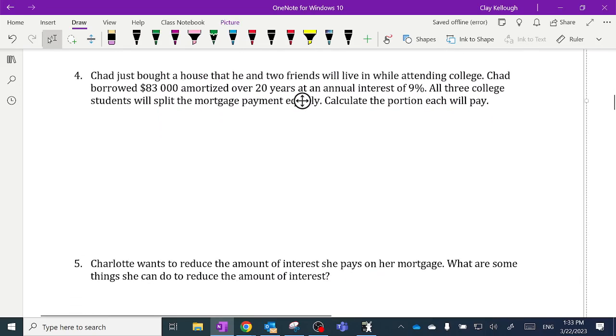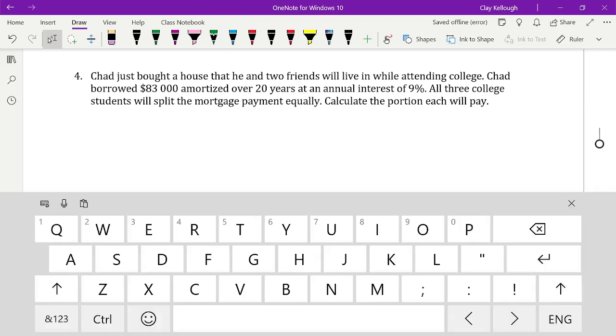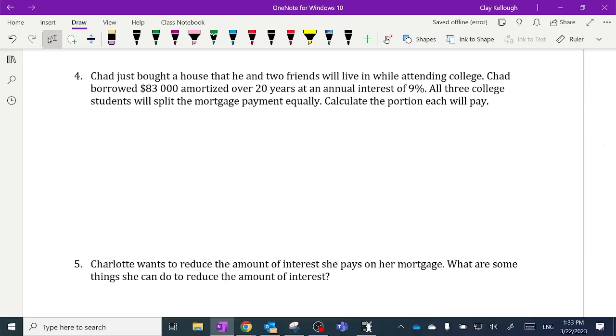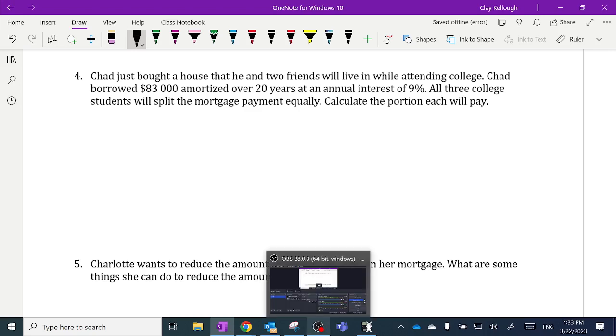And number 4, Chad just bought a house that he and 2 friends live in while attending college. Chad borrowed $83,000 amortized over 20 years at an annual rate of 9%. All 3 college students will split the mortgage payments equally. Calculate the portion each will pay. I'll give you 2 minutes to try this one. Ready? On your mark, get set, go.